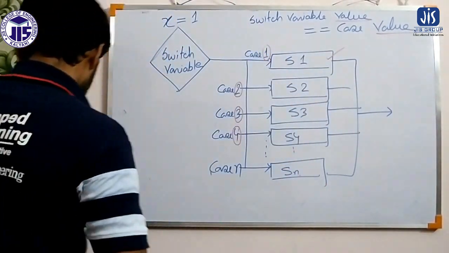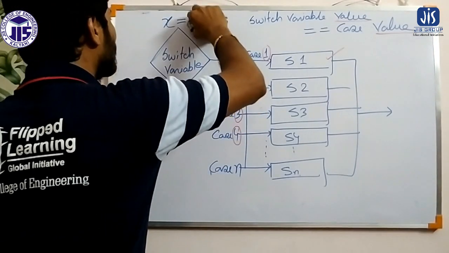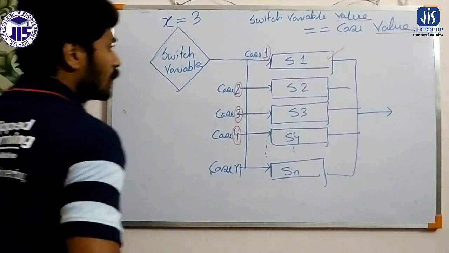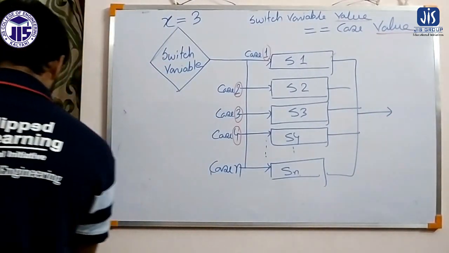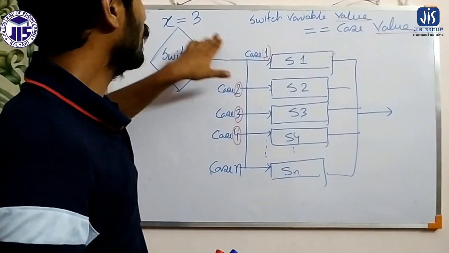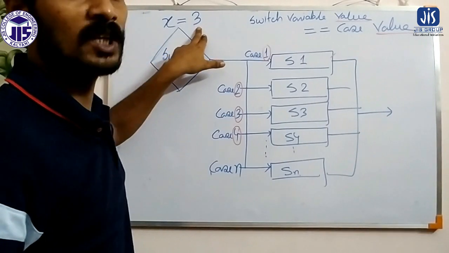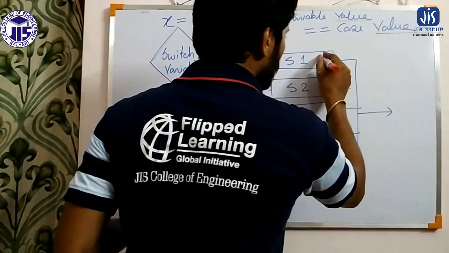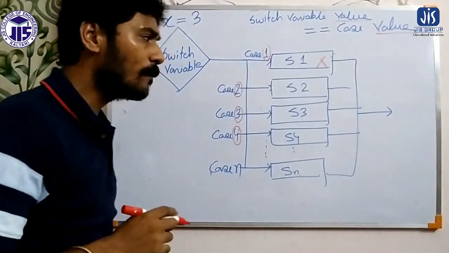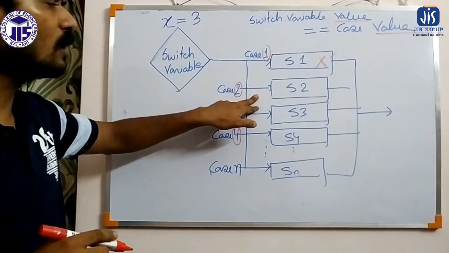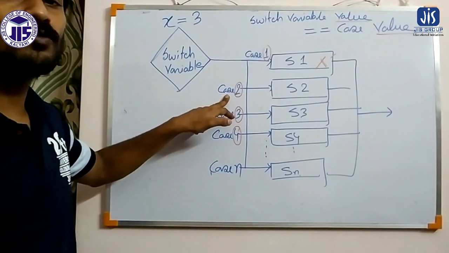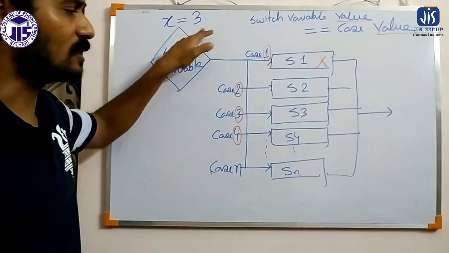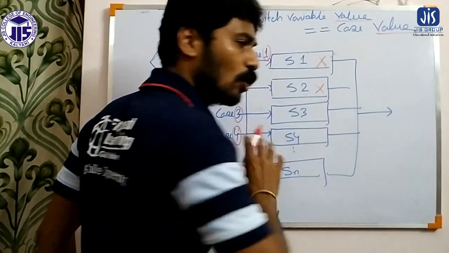Okay. When the value of x is 3, for example, what will it do? It will first compare the variable value with this case value. My variable value is 3 and the case value is 1. So that is not matching. If it is not matching, then this set of statements will not get executed. Then it will come to the next case. Here the case value is 2 and the variable value is 3. So it is again not matching, and this particular set of statements also will not get executed.